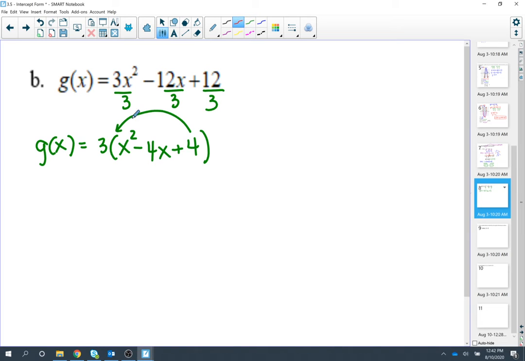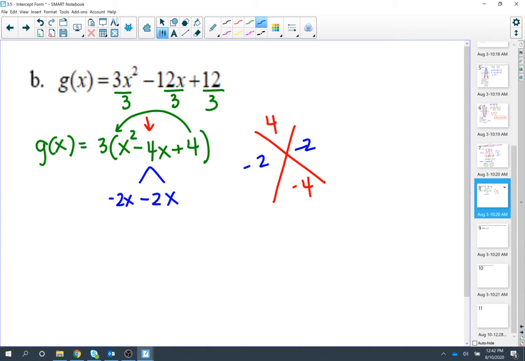Multiply last number by first number. Graphic organizer, 4 times 1 is 4. Middle number, negative 4. Multiply to 4, 2 times 2. Add to negative 4. Negative 2 times negative 2 is positive 4. Negative 2 plus negative 2 is negative 4. So then we're going to break it down. Negative 2x minus 2x. Negative 2x minus 2x is negative 4x. And then drop down our plus 4 and drop down our x squared.